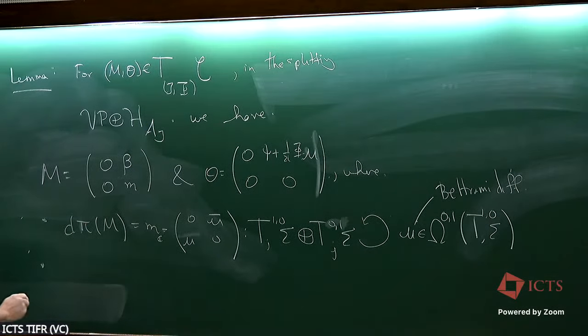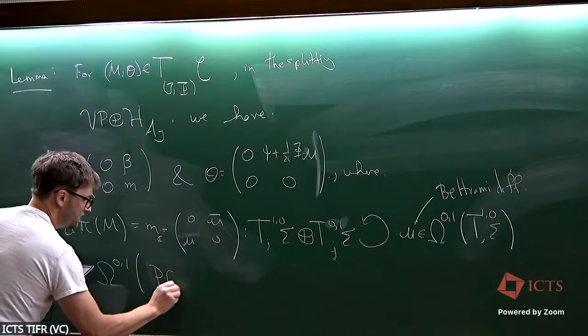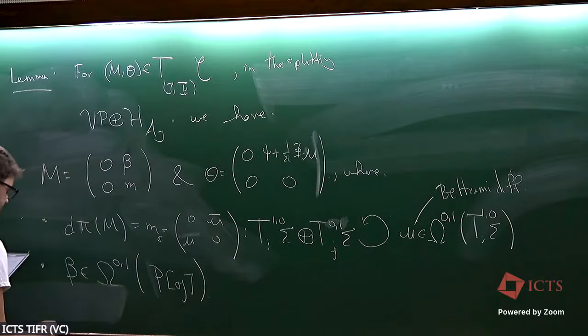And now what are beta and psi? Well, beta is a (0,1) form valued in the adjoint bundle, and psi is a (1,0) form valued in the adjoint.